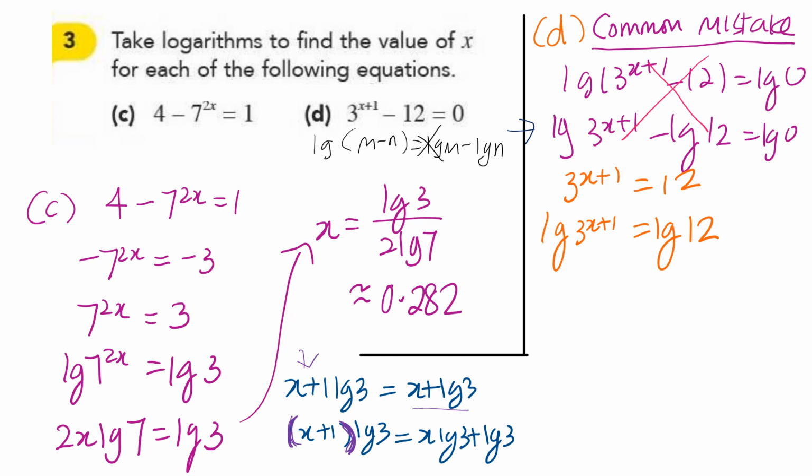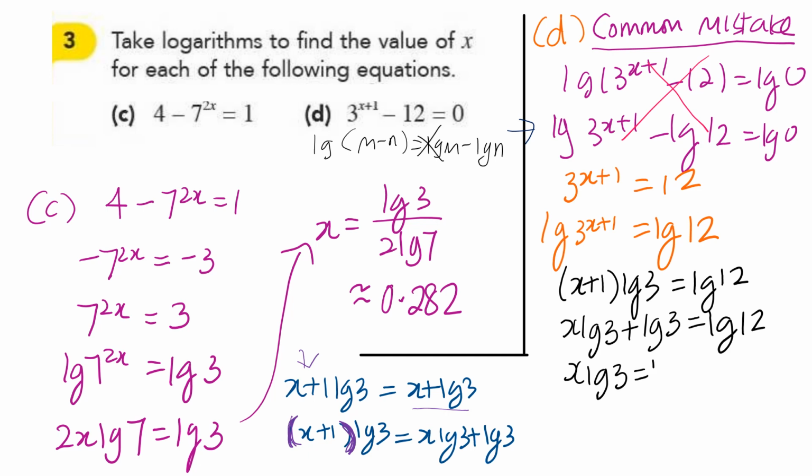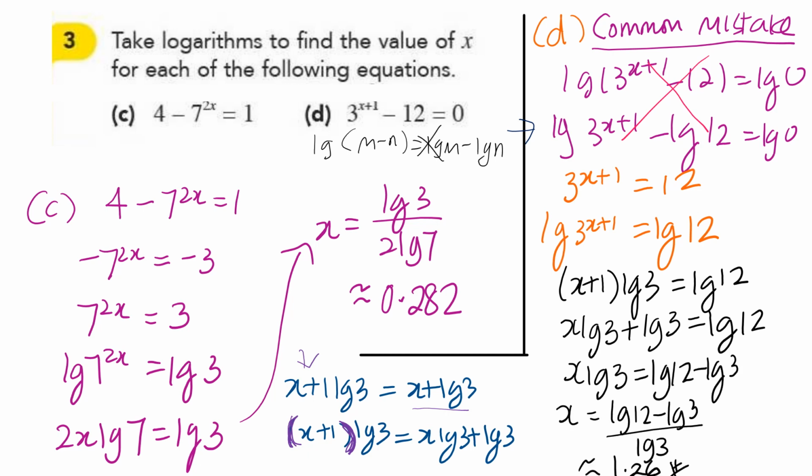So when you have a bracket here and you expand it, you get x log 3 plus log 3. These are some traps here and there. You need to be careful when you're doing this chapter. So you expand it, you get x log 3 plus log 3 equals log 2. And then you subtract log 3 on both sides, divide by log 3 and use the calculator to evaluate, you get 1.26. That's it.